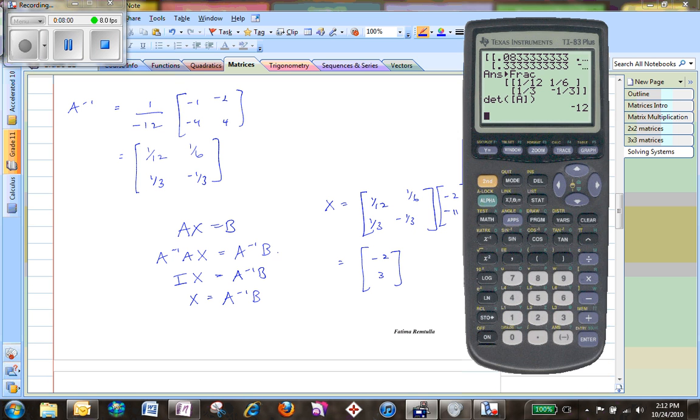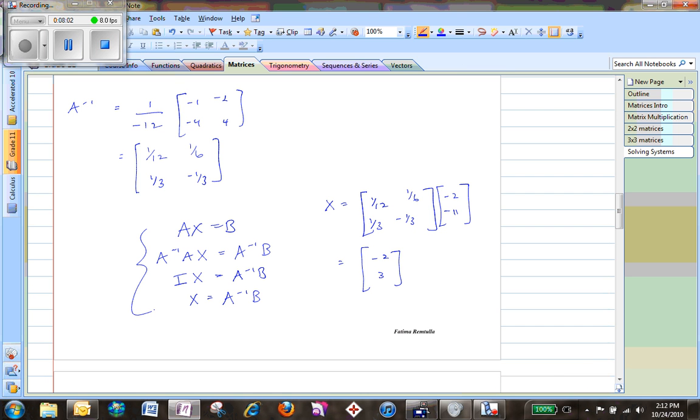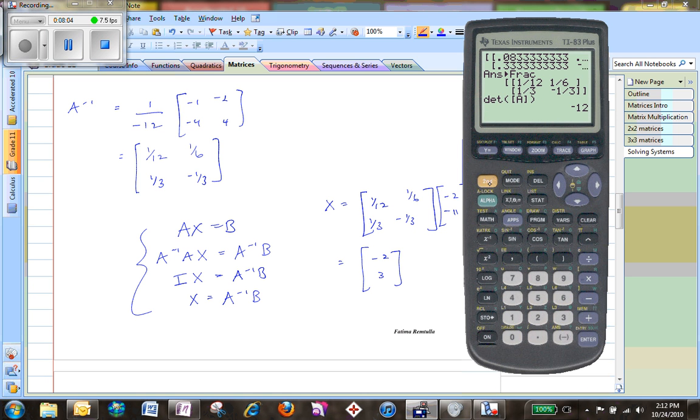Now that I know that this is true, I can do the following. Second matrix, A. I can take the inverse. And I can multiply it by second matrix, B. And here's my answer. And I should get negative 2, 3, which is fantastic. Awesome.